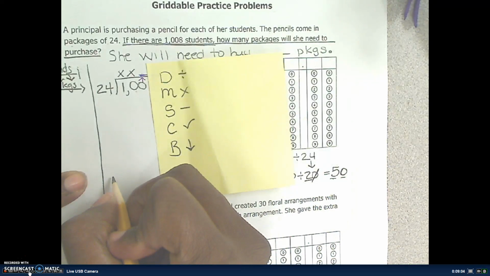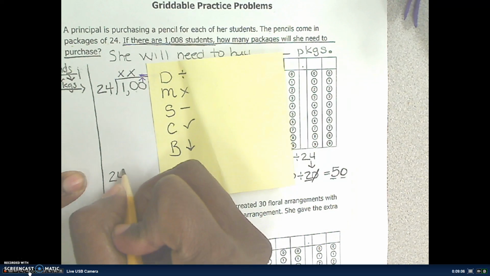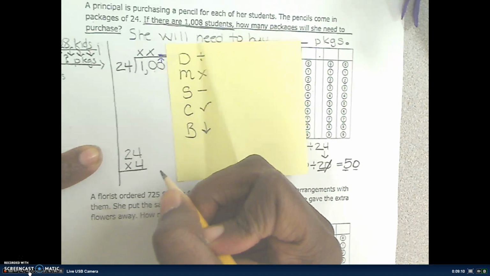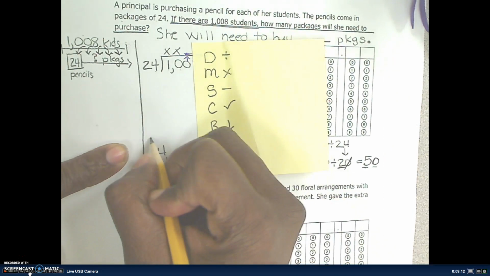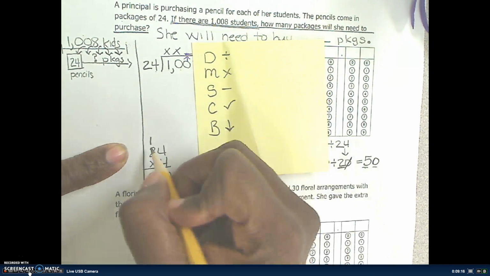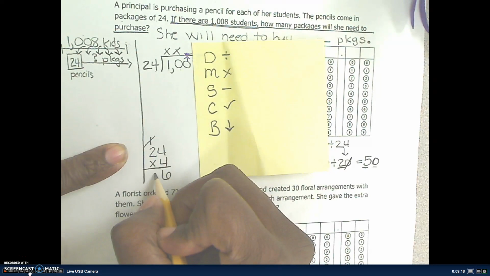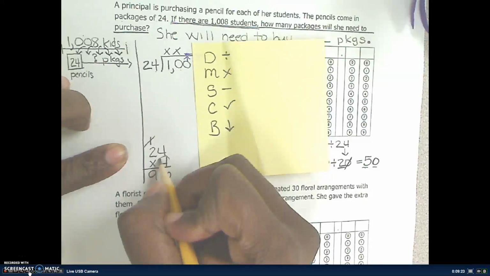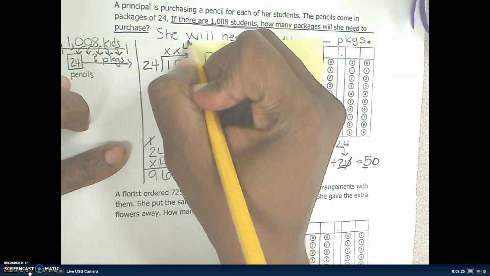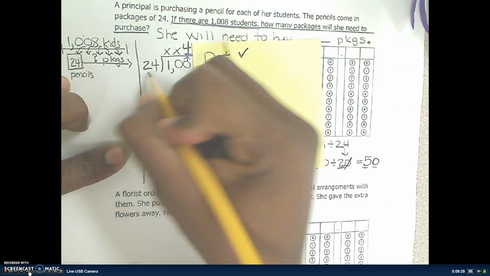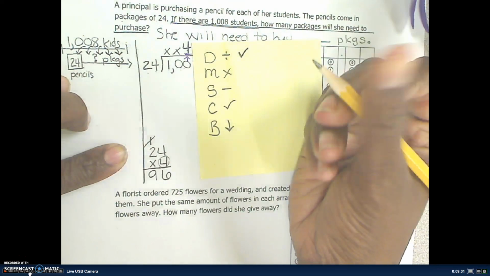So I'm going to go with 24 times 4. 4 times 4 is 16. 4 times 2 is 8. Plus 1 more is 96. Looks like that's going to work perfectly. So I place my 4 right above that 0. So I just divide it. 24 can go into 100 4 times without going over.